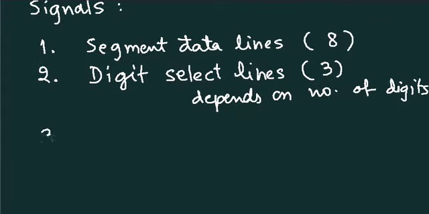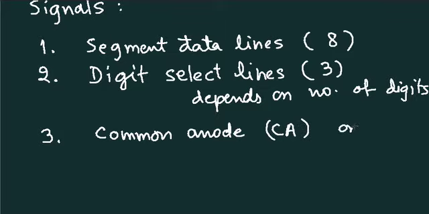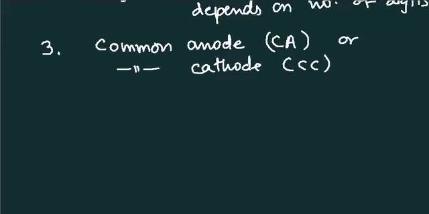And one more thing that will govern the way in which we connect these signals is whether the display is common anode or common cathode. So, these three things will decide how we do the connections. Now, there are various ways of doing this. So, what are the varieties?